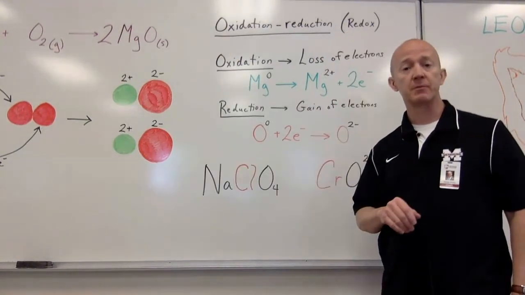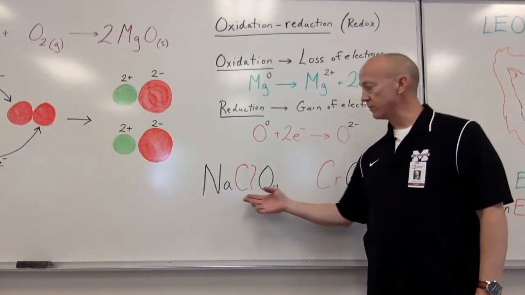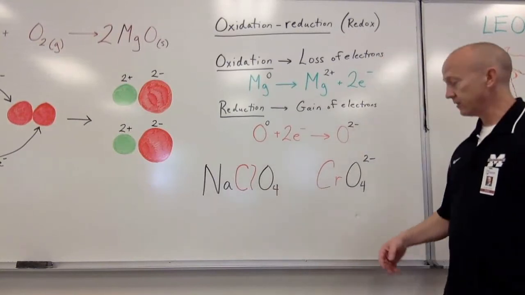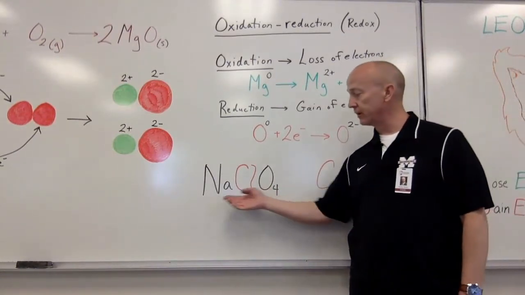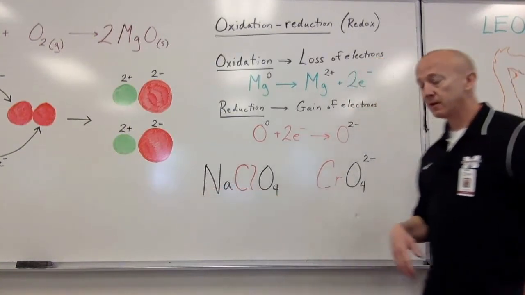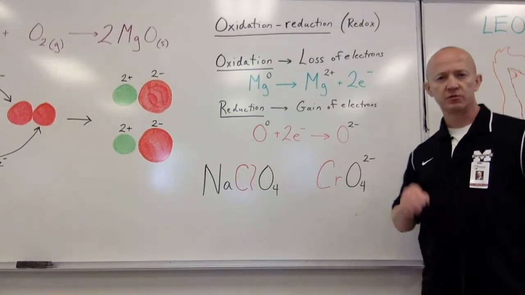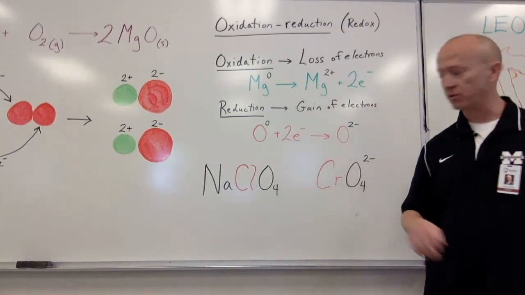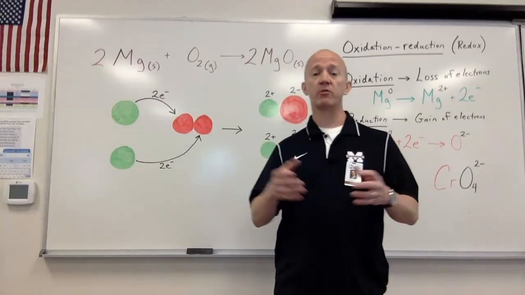All right, here's your assignment. I have 2 compounds here. We have sodium perchlorate and the chromate ion. I want you to try to find chlorine in sodium perchlorate and chromium in the chromate ion. So find the oxidation numbers of those two in these two compounds. You got this. So that's all we're doing for today.